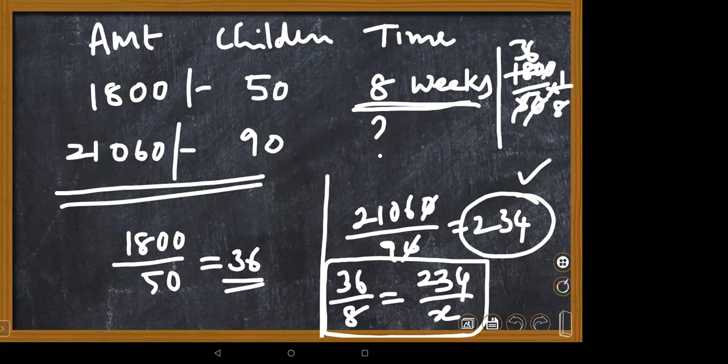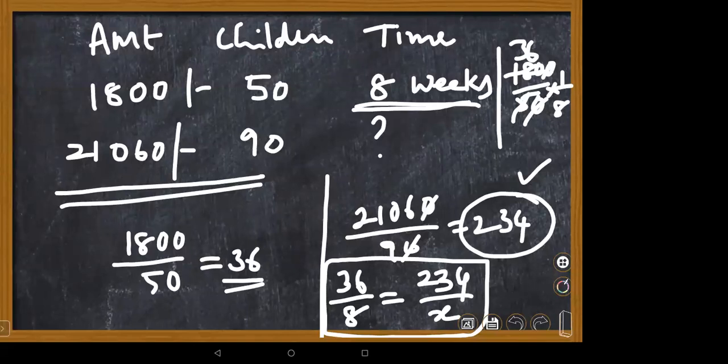Ma'am, 52 weeks means it's approximately a year. Exactly. Do you not understand, children? It is exactly a year, 52 weeks. 234 into 8 divided by 36. Right. What is the value of x here? x value equal to 234 by 36 multiplied with 8.